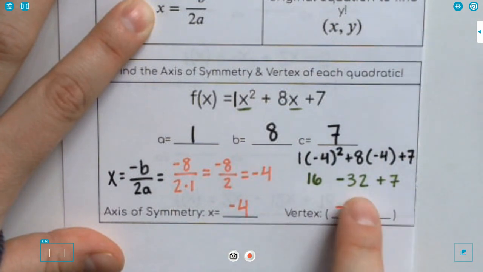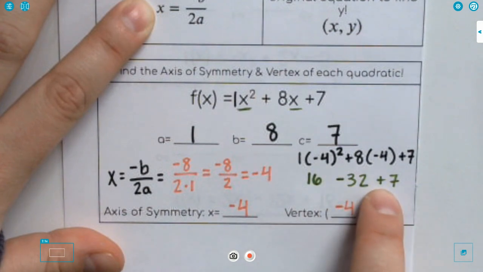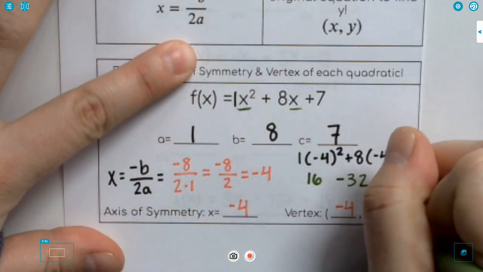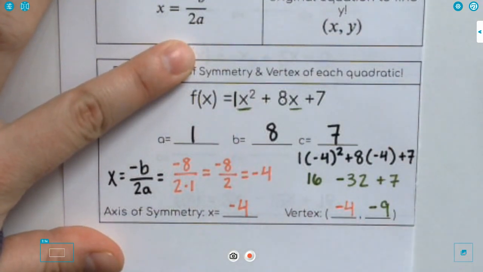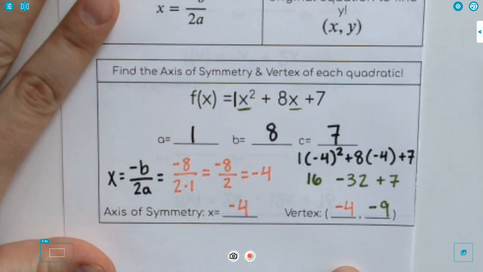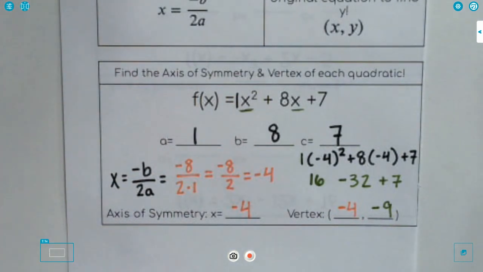And then we would work that whole thing out. 16 minus 32 is -16. -16 plus 7 is -9. So I just did a lot of math piece by piece in my head. If you followed along with that, great. If you didn't, also great, because it's 2023 and we all have calculators.